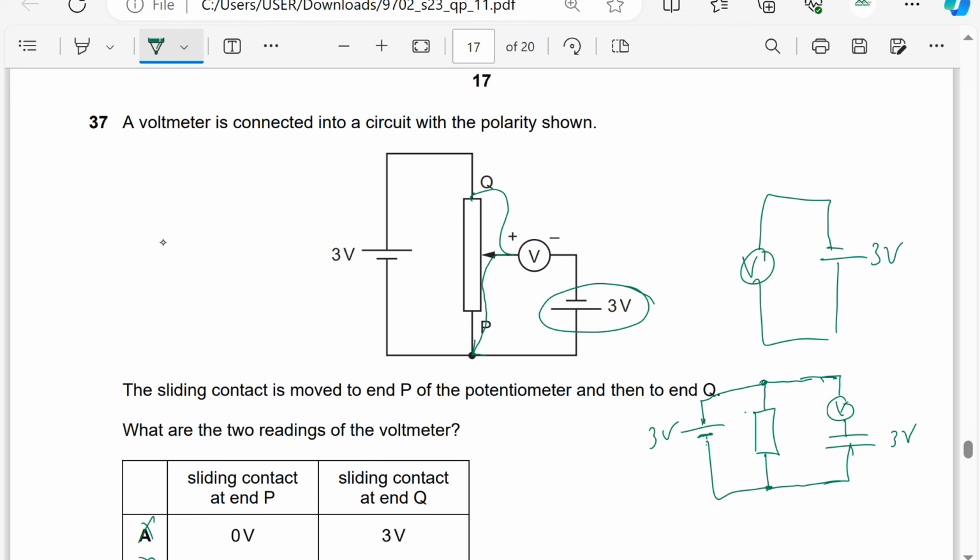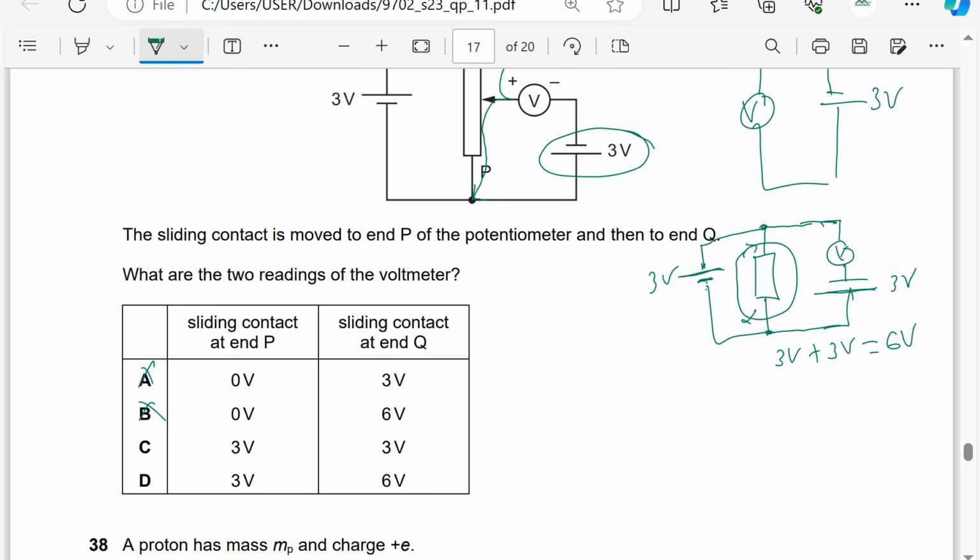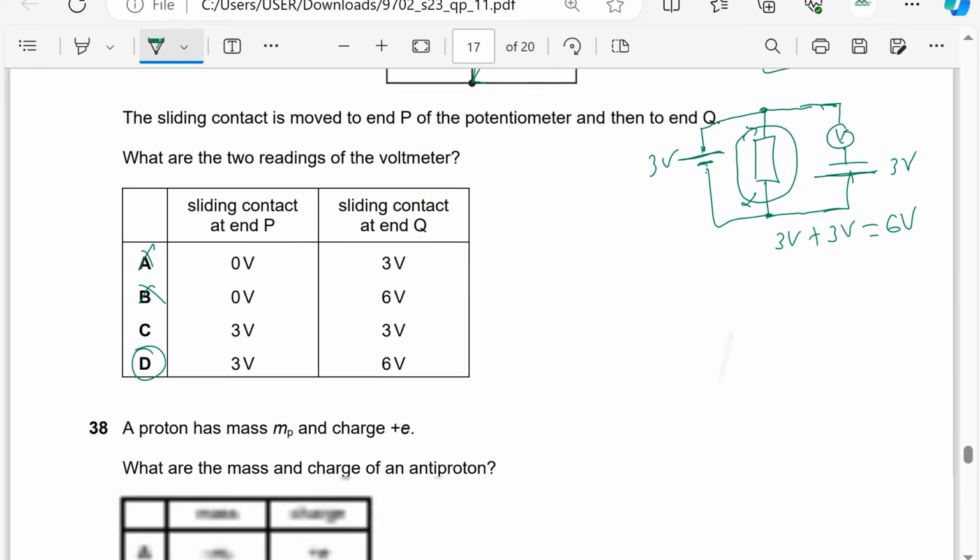Okay, I'll just use Kirchhoff's laws. If I use simply Kirchhoff's laws, I consider a loop which is clockwise. So the EMF, the potential, the voltmeter will give the total EMF here, which is 3 volts plus 3 volts. Because this is a longer bar, so it's like 3 volts plus 3 volts, which is 6 volts. So the answer is D, 3 volts and 6 volts.